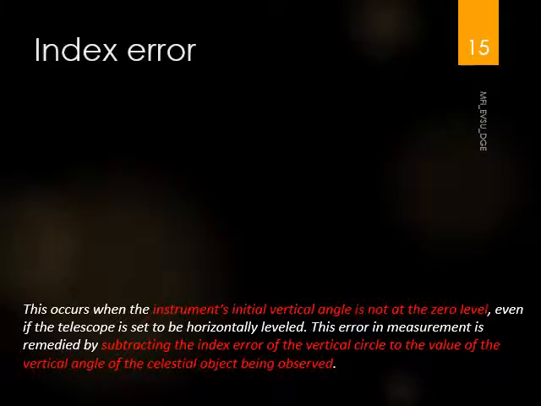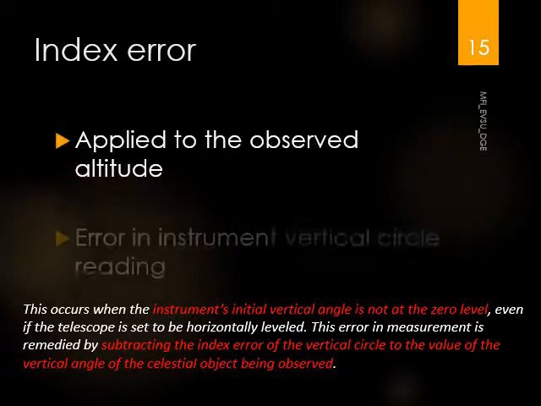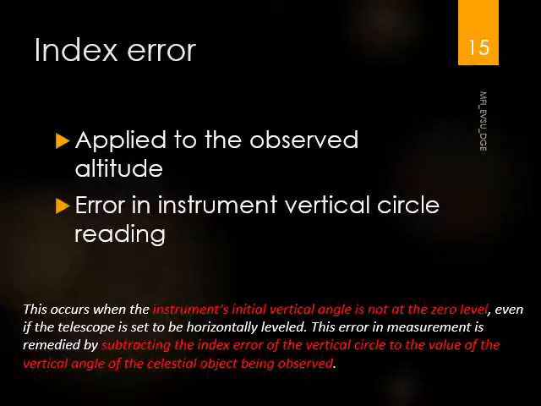Next, we have the index error, which is applied also in the altitude. This is the error in the instrument vertical circle. Pag sineset natin yung vertical circle into 0, hindi siya actually exactly 0. So, it needs to be corrected, especially pag ginagamit natin ang theodolite. This error of the instrument is remedied by subtracting the index error of the vertical circle to the value of the vertical angle of the celestial object being observed.